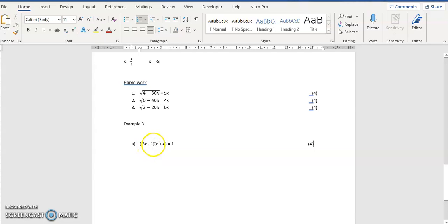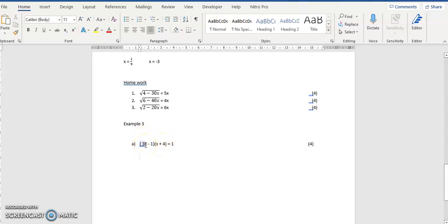Why? You may be tempted to say that to solve this, you say 3x minus 1 is equal to 1. No, it's totally wrong. What you need to do is to expand this one. Then you write it in the standard form, then you use the quadratic formula to solve. So let's do this. First, we need to expand this.